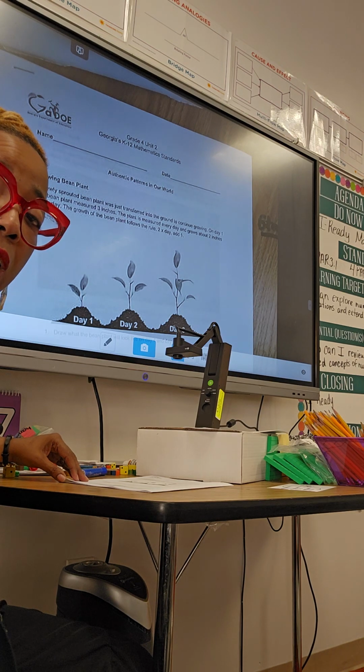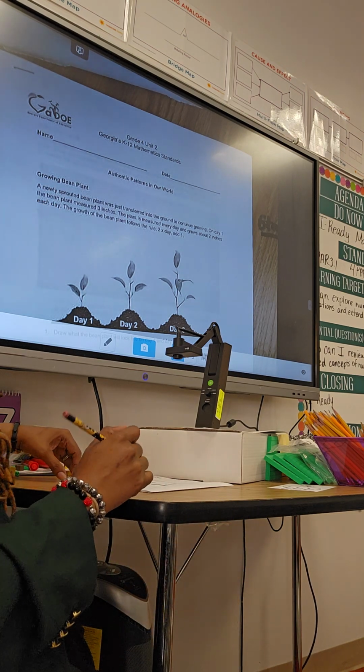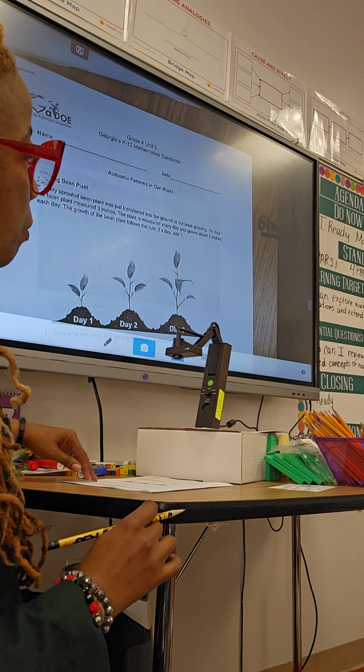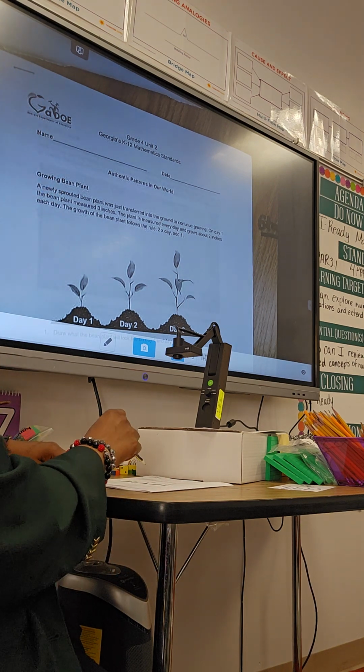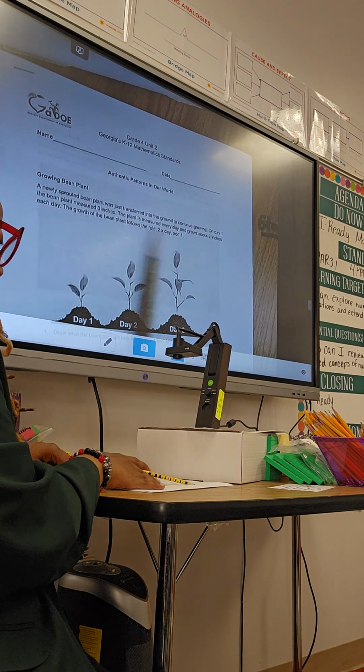We already have these concepts available. We are reviewing our homework for the week. This is Authentic Patterns in Our World. So you are reading what it says.